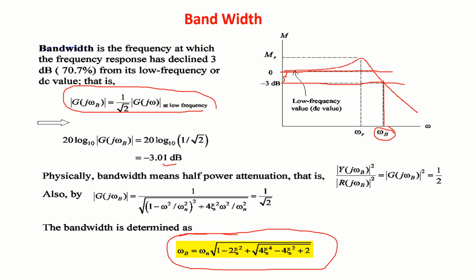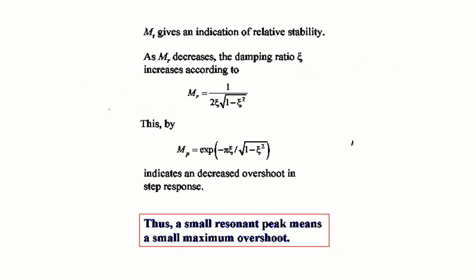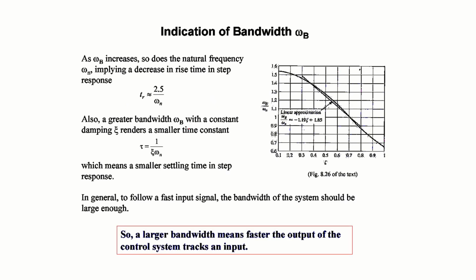Again, bandwidth depends on zeta. Zeta is small, and that means what? The bandwidth will be quite high, since zeta small appears again in zeta square. Okay. Then the bandwidth will be quite high. I told you about this anyway.